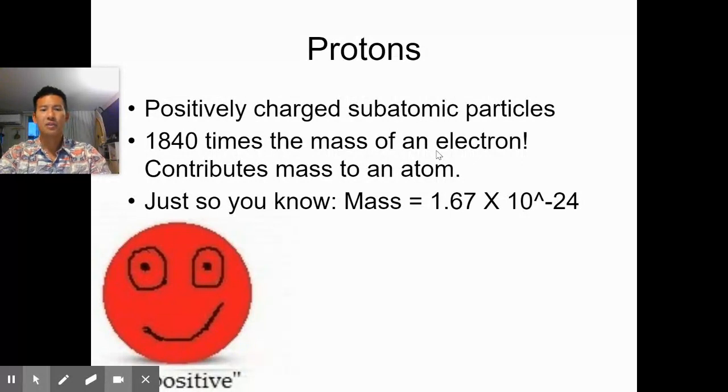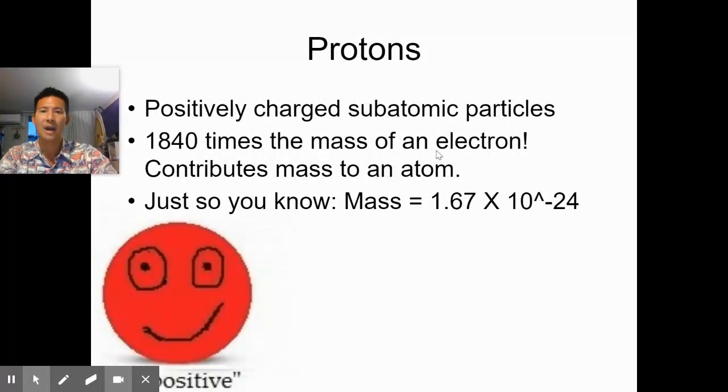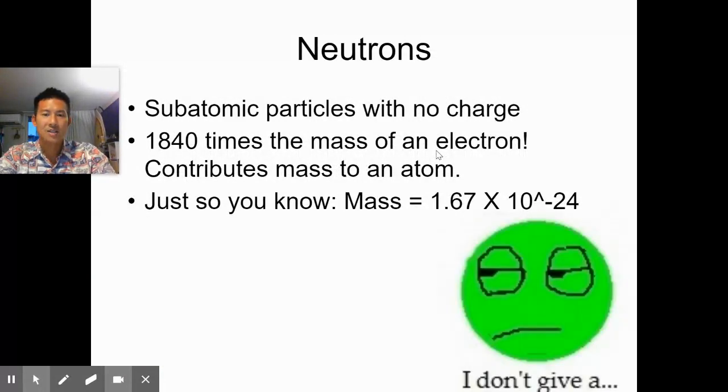And another thing you need to know is that protons do add significant mass to an atom, whereas electrons do not. They're very, very small, and their volume is very small, okay? Protons, on the other hand, do add significant mass to an atom. Lastly, you've got neutrons. Okay, neutrons are large, and they do add mass to an atom. However, they do not add charge to an atom. They basically don't have a charge. Okay, they are neutral.